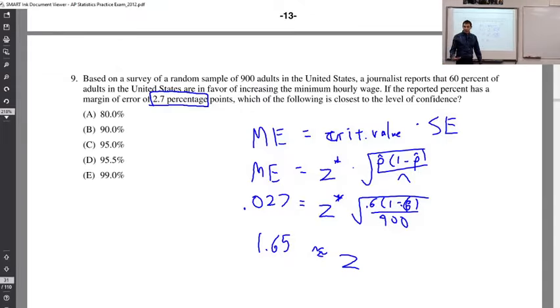which, if you remember this value, or test out your inverse norm, or use normal CDF, however you want to do it, or you can even use the table, you'll find out that 1.65 is for a 90% confidence level.